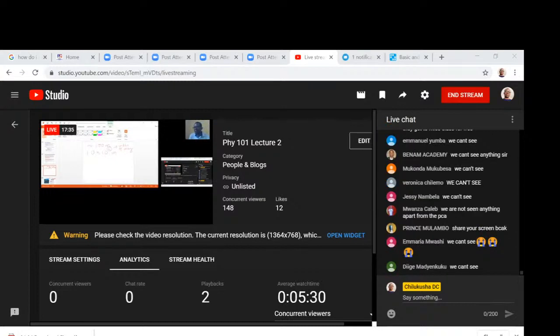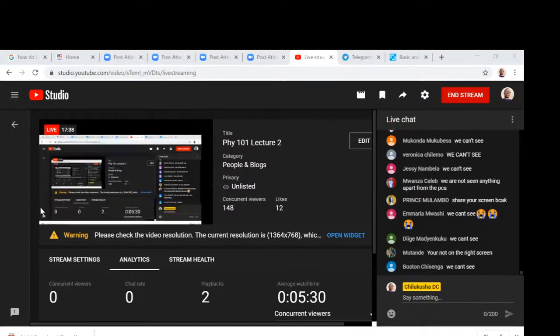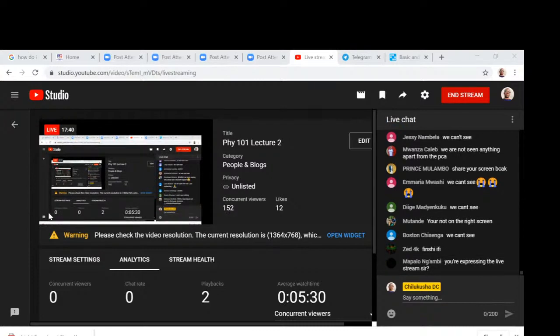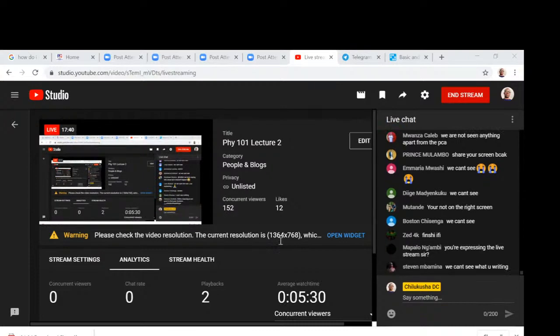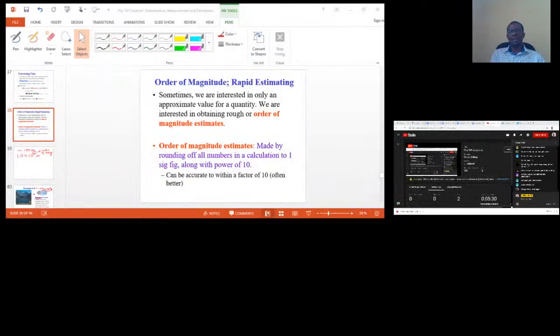Let me go through what I was trying to explain on order of magnitude. I think now I'll put the correct screen. Order of magnitude is just a way of doing a rapid estimation of something. The key word here is to express something in scientific notation. If you express something in scientific notation, the power is what is called the order of magnitude.